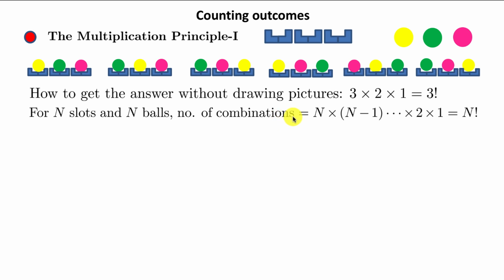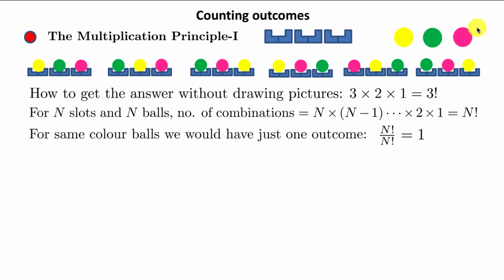Then the number of combinations can be calculated in the following way: the first ball can go into n different places. That leaves n minus 1 for the second ball, n minus 2 for the third ball, until all the balls are used up and all the sockets are full. So that's n into n minus 1 into n minus 2, etc., and that's n factorial.